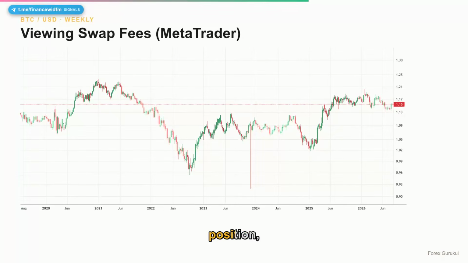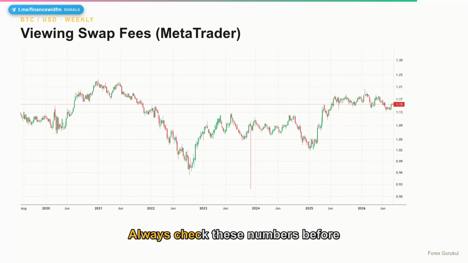Once you have an open position, you can see the accumulated swap on that specific trade directly in your terminal window under the Trade tab. There will be a dedicated column showing the swap value for each open trade, updating daily after rollover. Always check these numbers before taking a trade you intend to hold overnight. It's a quick check that can prevent unpleasant surprises.